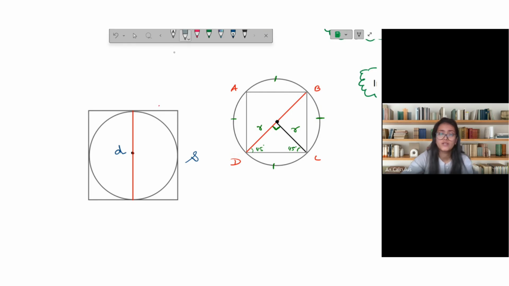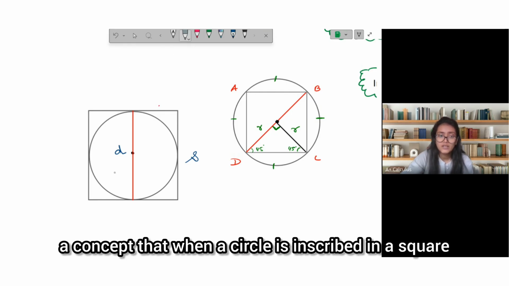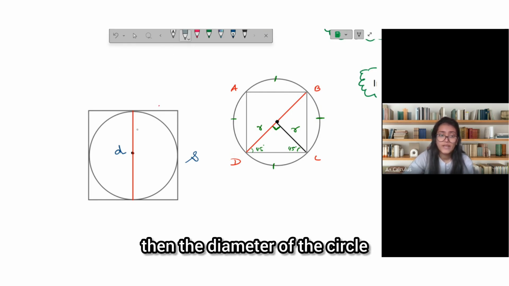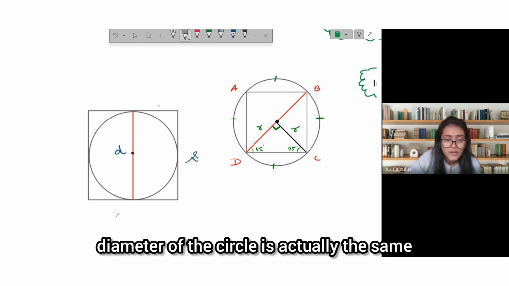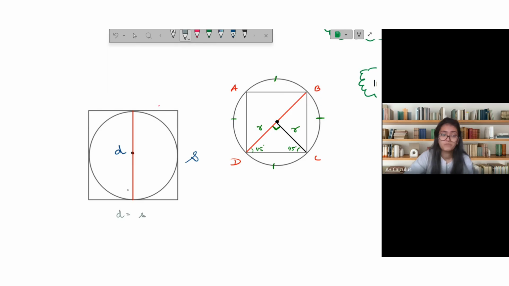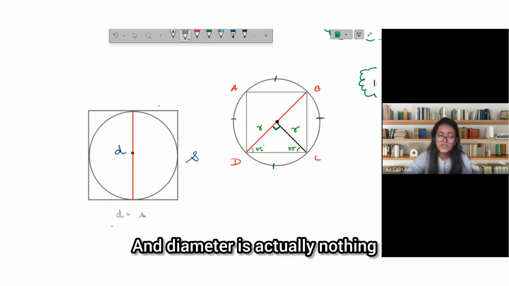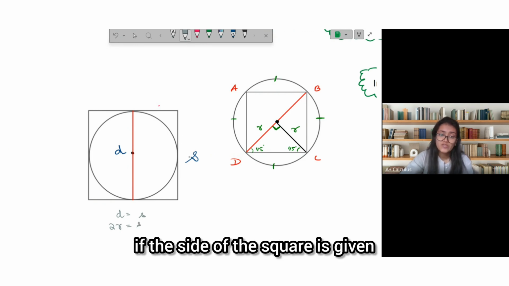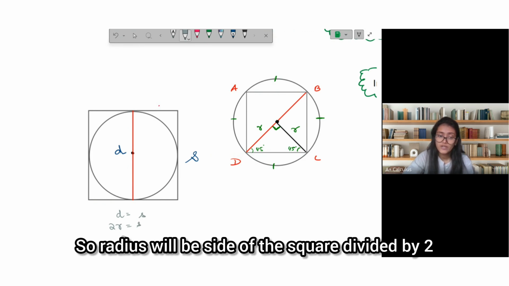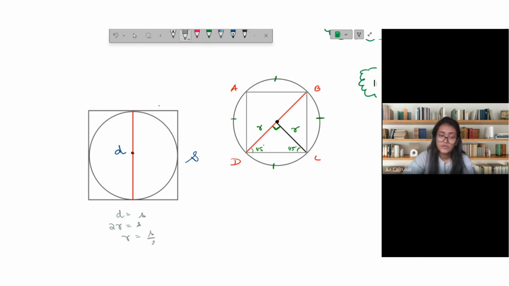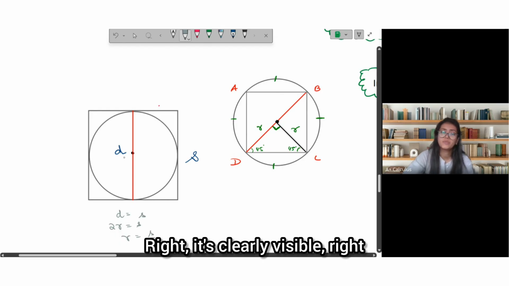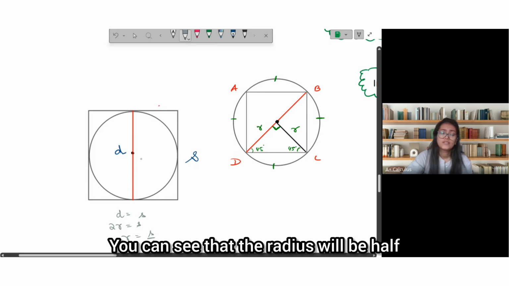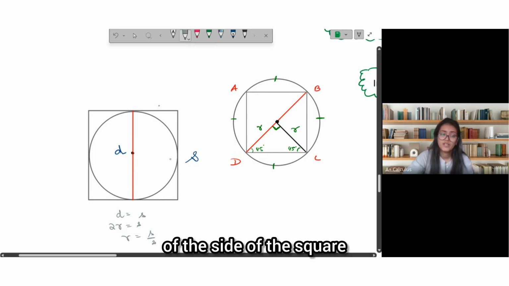You need to understand that when a circle is inscribed in a square, the diameter of the circle is the same as the side of the square. Diameter is nothing but 2 times the radius, right? So if the side of the square is given, you can find the radius. The radius will be the side of the square divided by 2. It's clearly visible, you don't need to memorize this. The radius is half of the side of the square.